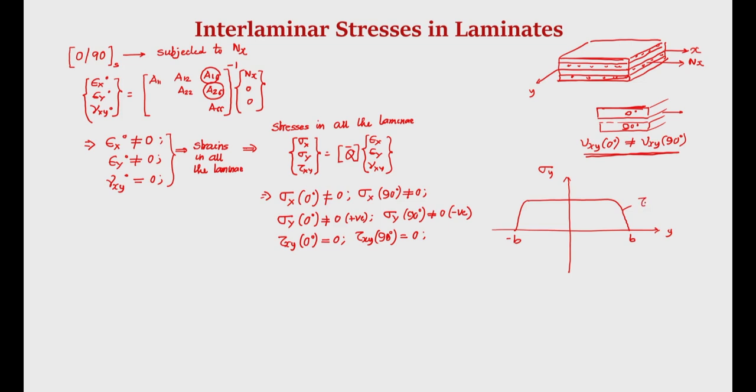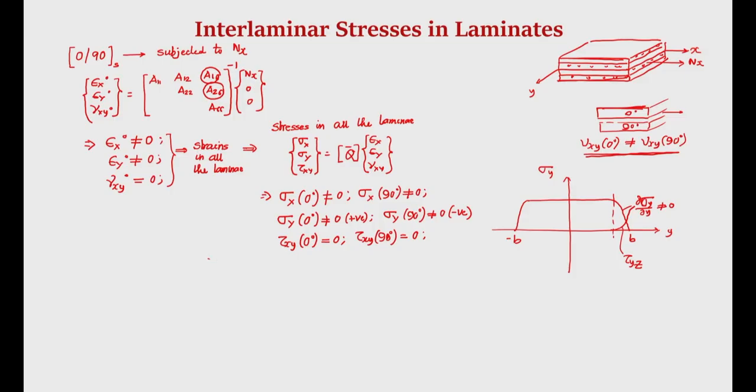So, therefore, del sigma y del y exists here, and because of this there will be tau y z. Now, therefore, what is the reason for existence of sigma y? Because of the Poisson's ratio mismatch. And because sigma y exists, therefore, there is del sigma y del y, and therefore, there is tau y z.